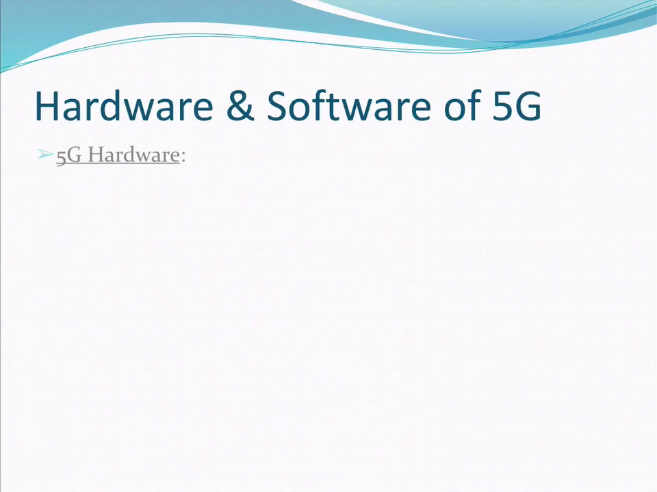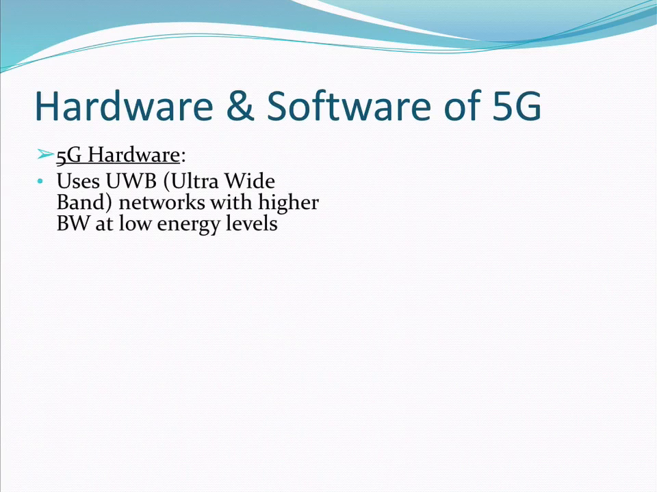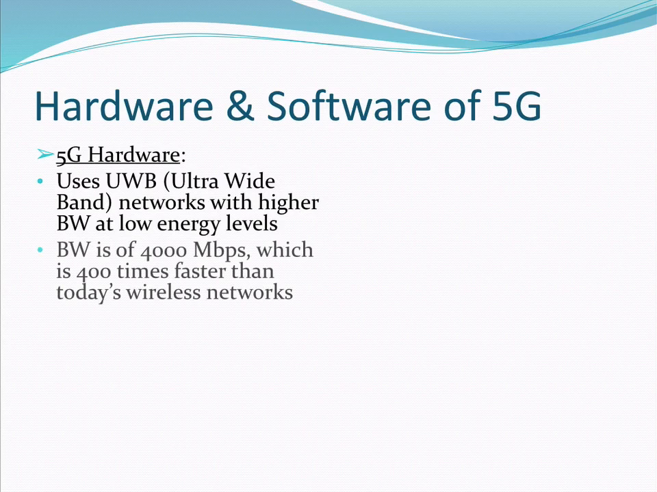Now we'll see the hardware and software of 5G. 5G hardware, what is used? It uses an ultra wideband network with higher bandwidth at a lower energy level. We'll get a higher bandwidth but at a very low energy level, and the bandwidth is up to 4000 Mbps, which is 400 times faster than today's wireless network.